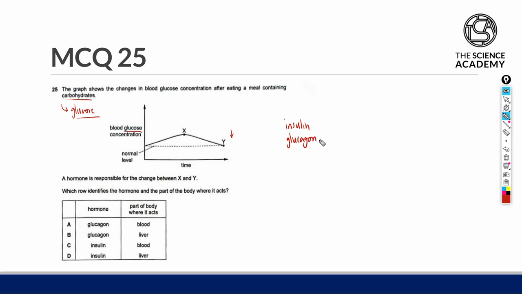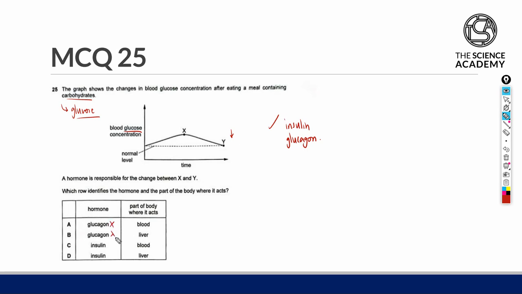These are produced in the islets of Langerhans in the pancreas, and we see that the normal level of the blood glucose should be maintained here. But we see the deviation being an increase higher than the normal level, and the hormone between X and Y serves to reduce the blood glucose concentration back to normal. Reducing blood glucose concentration back to normal is the action of the insulin hormone.